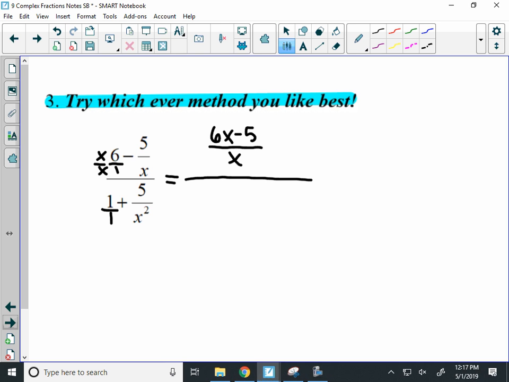It's going to be x squared. So I have to multiply the numerator and the denominator by x squared. So what would the fraction be? You tell me. x squared plus 5 over x squared. So now I still have a fraction over a fraction. So now I have to do another step. What do I have to do now?